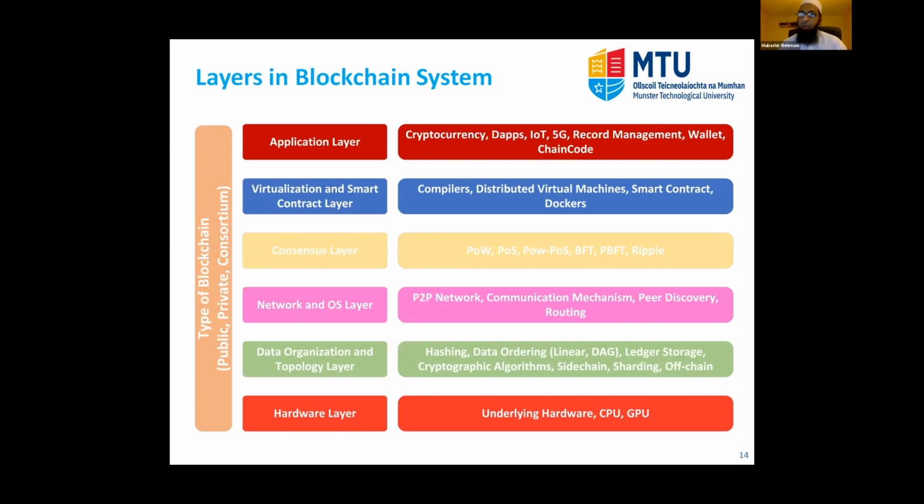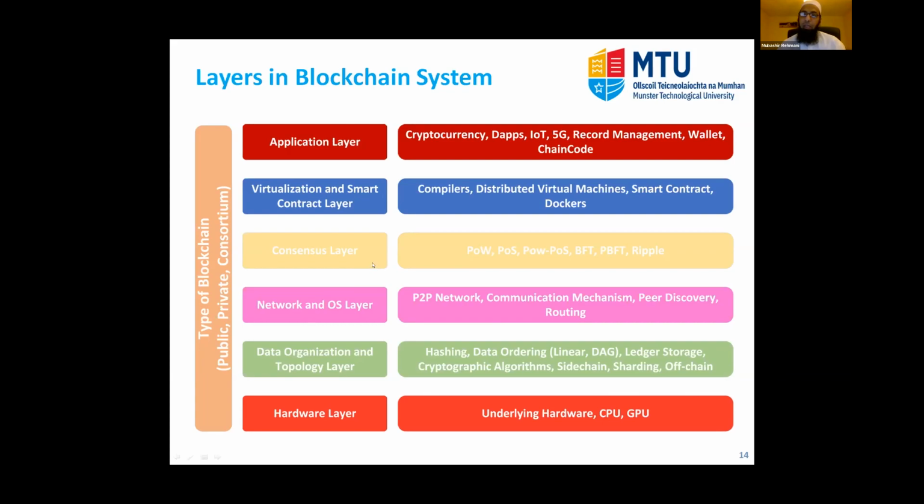On top of that, we have the data organization and topology layer, in which we will be doing tasks like hashing, data ordering using different methods like linear or DAG, storage, cryptographic algorithms, sidechain, sharding, off-chain, all these aspects will be considered under the data organization and topology layer. We have the network and operating system layer, where we will manage the network and the operating system of a blockchain system. And in this case, we will have the peer-to-peer network. So blockchain actually works on a peer-to-peer network. And we will have the communication mechanism, peer discovery and routing. All these things will be carried out at the network and operating system layer.